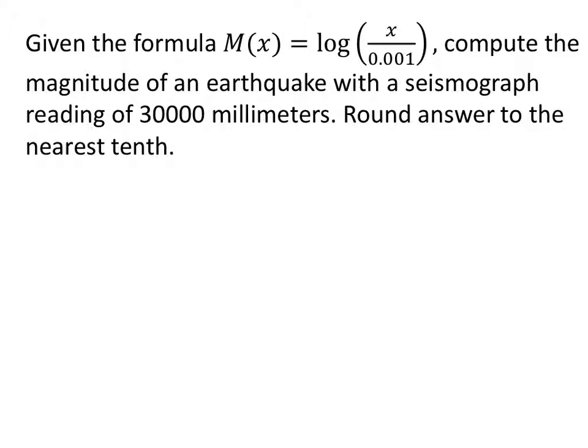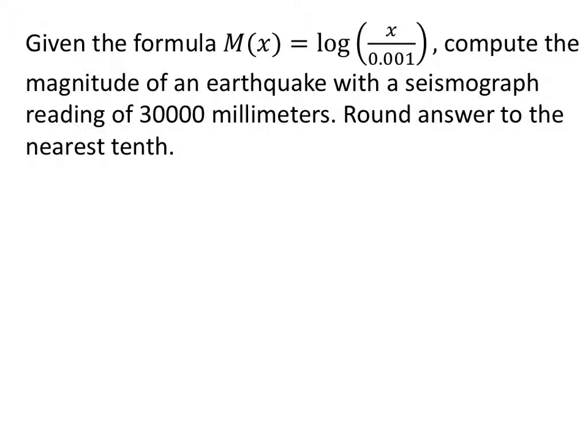Given the formula, again, that's the magnitude by Richter of x, so it's a function, equals the common log of x over 0.001. Now again, x is the seismograph reading. Compute the magnitude of an earthquake with a seismograph reading, which is x, of 30,000 millimeters. Round answers to the nearest tenth. And luckily for us, x is already in millimeters.